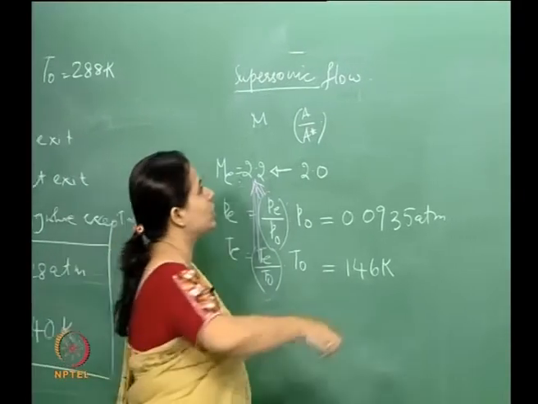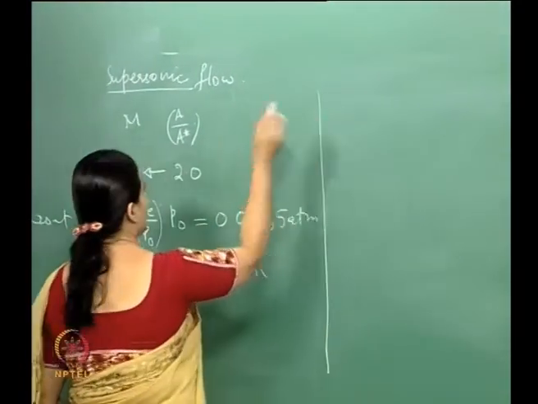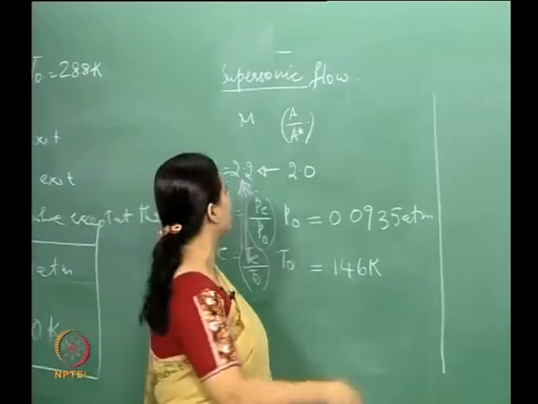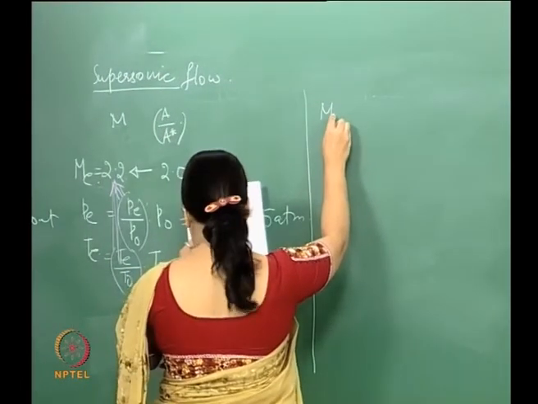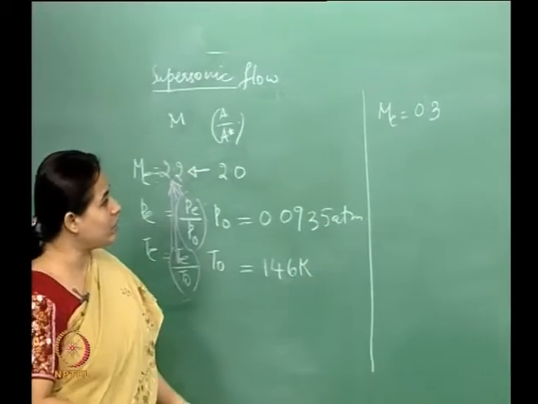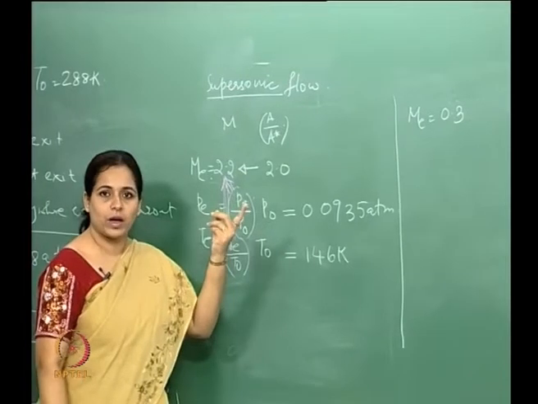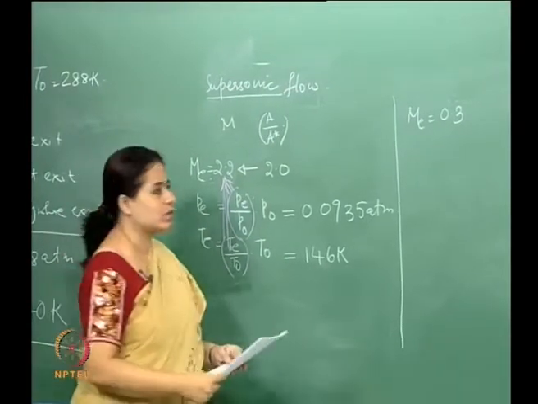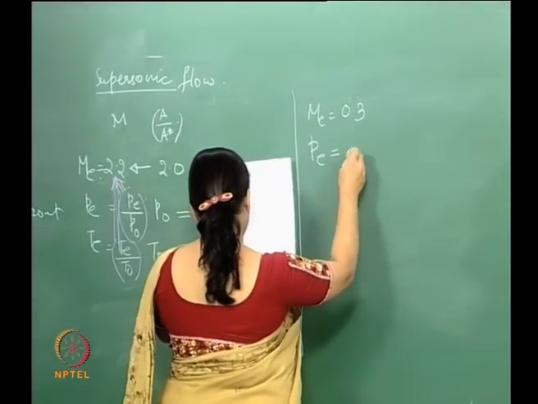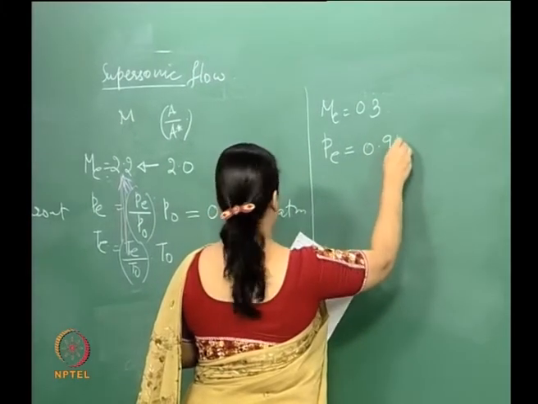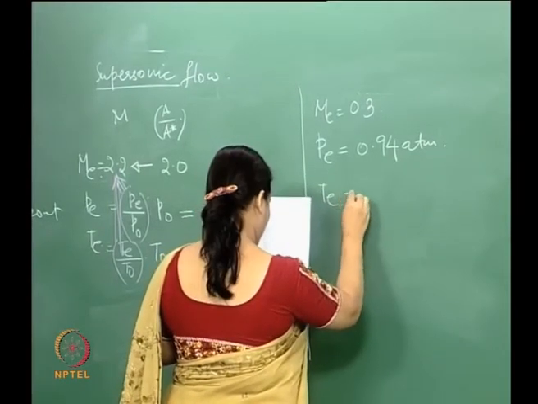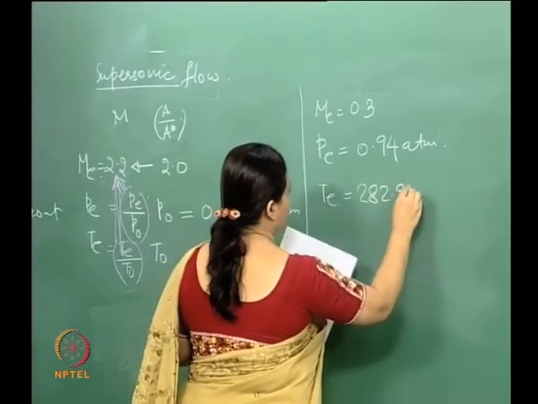Now, for the second case, which is subsonic, we go to the subsonic part of the table and calculate the corresponding Mach number. The Mach number at the exit in that case comes out to be 0.3. Again we do the same procedure: corresponding to that Mach number, we calculate the pressure and temperature, in the same way. And what I get here is this, and the corresponding temperature is 282.9.